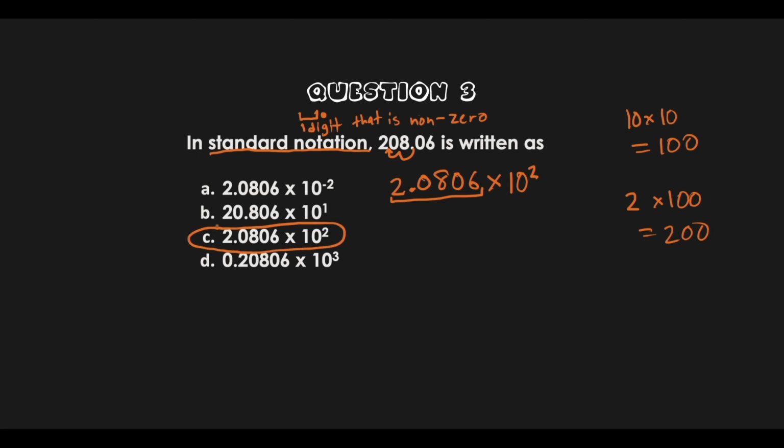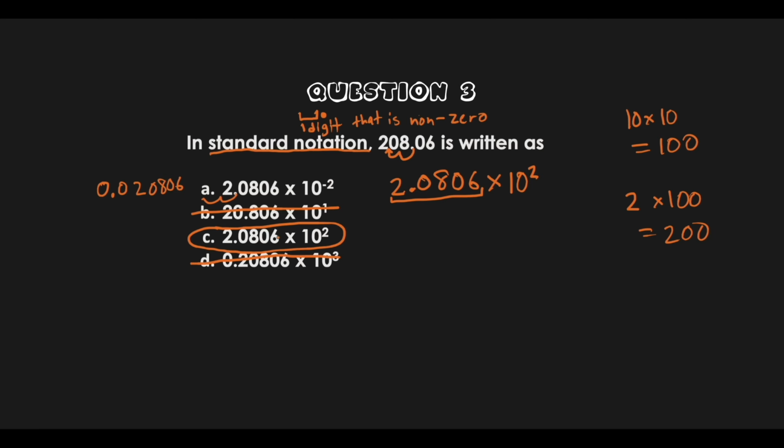Now if you look at our other options, we had 20.806, which had 2 digits to the left. So we can't have that. Now this one had 1 digit, but guess what it was? It was a 0. So we can't have a 0. It must be something that is non-zero. Now this here was our other option, but because it says -2, that means we actually would have had to go this way and it would have really and truly been 0.020806, which is not this.